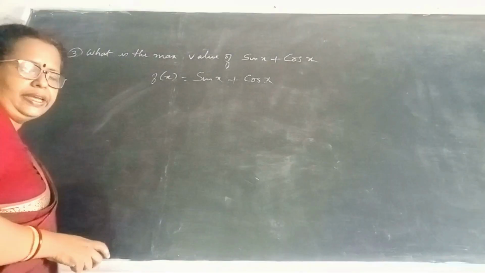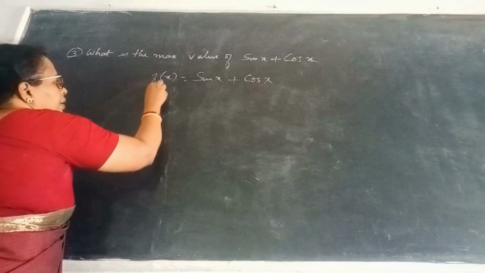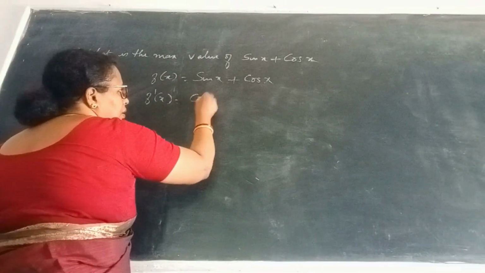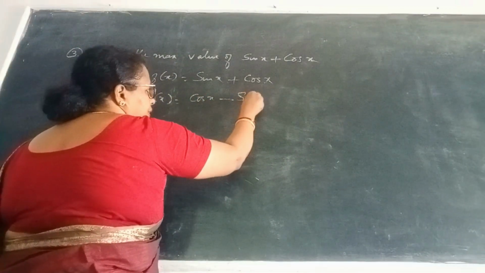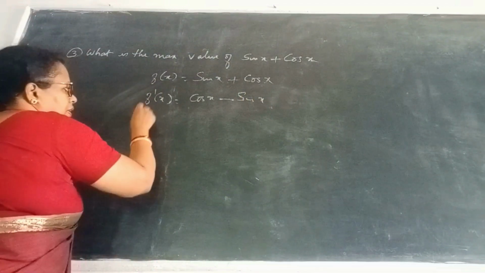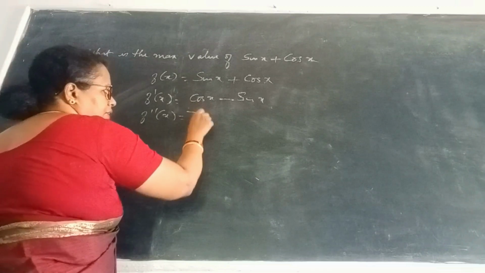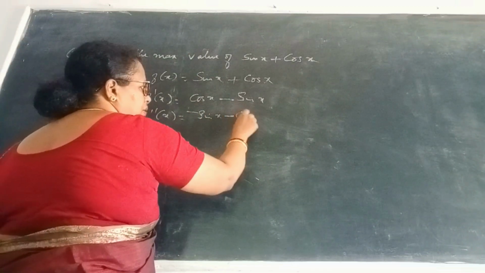f of x is sin x plus cos x. f dash x, find the derivative. Derivative of sin x is cos x and derivative of cos x is minus sin x. What is f double dash of x? f double dash of x is negative sin x minus cos x.